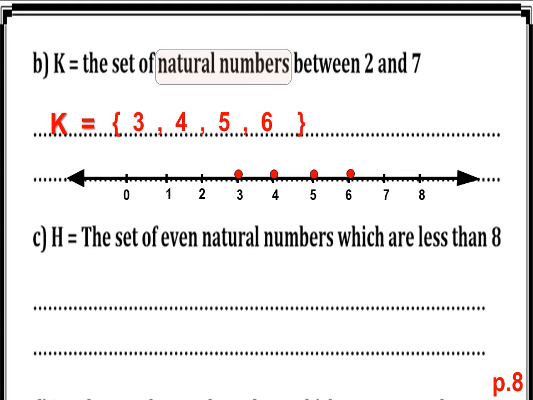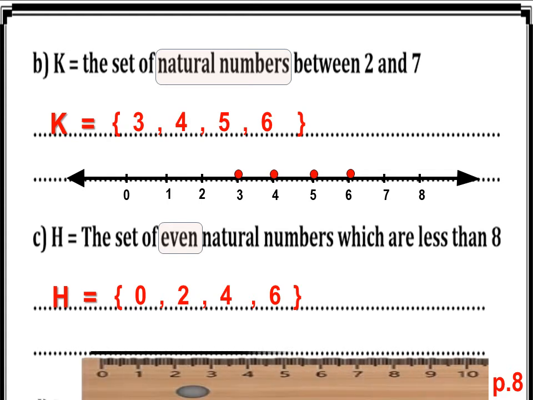In letter C, the set of h equals the set of even natural numbers which are less than 8. Here we have even numbers. So we are going to write all the even numbers which are less than 8. So the set of h equals open braces and write 0, 2, 4 and 6. We can't write 8 because it says less than 8. And also we can't write 1, 3, 5 because it says even natural numbers, not naturals only.